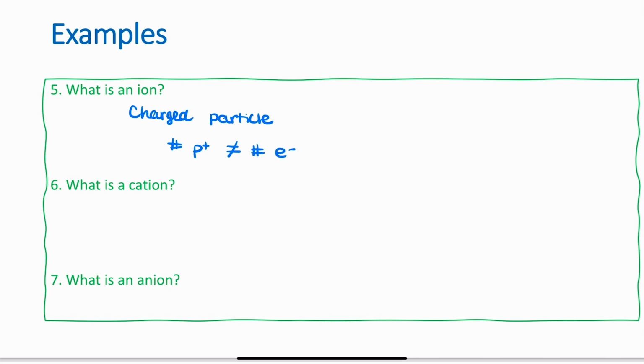It doesn't specify which way it is here. It doesn't specify if it's positive or negative charged. It just says what is an ion. And an ion is just that. It's a charged particle where the number of protons and the number of electrons are not equal.